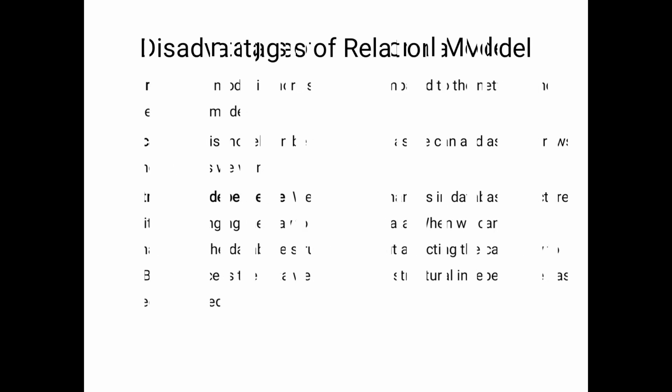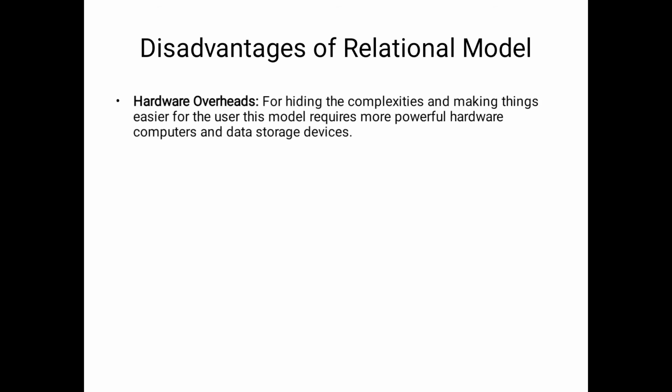Here we have some disadvantages also. What is the first disadvantage? Hardware overheads. Maintenance of tables is not easy, so we want more and more advanced hardware. For hiding the complexities and making things easier for the user, this model requires more powerful computers and data storage devices also. That's why hardware overhead is one of the disadvantages of a relational model.